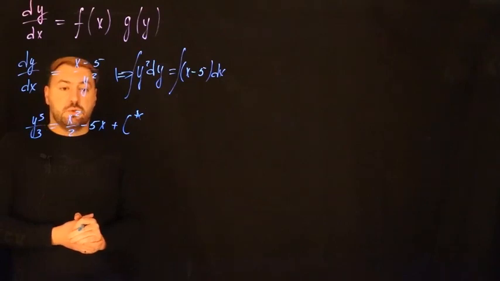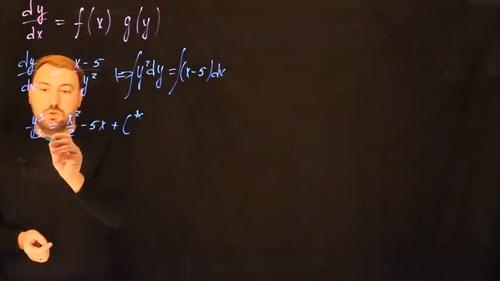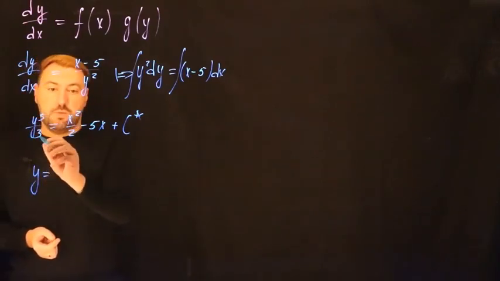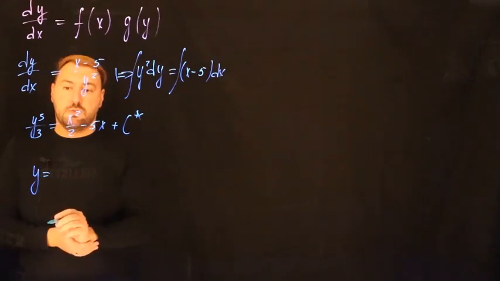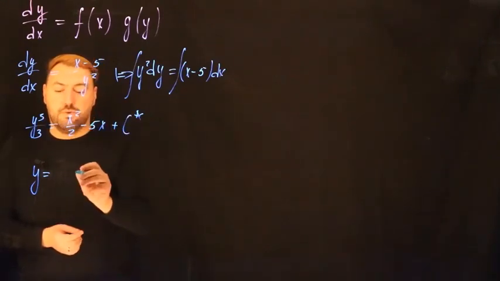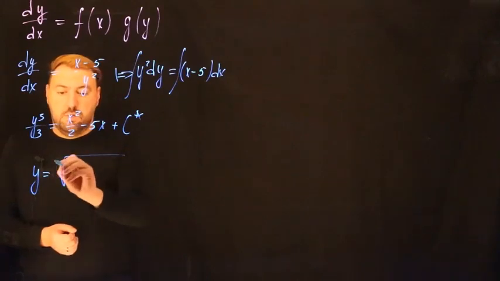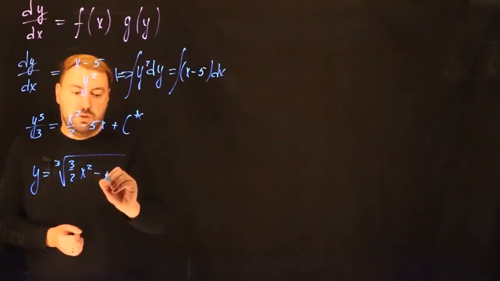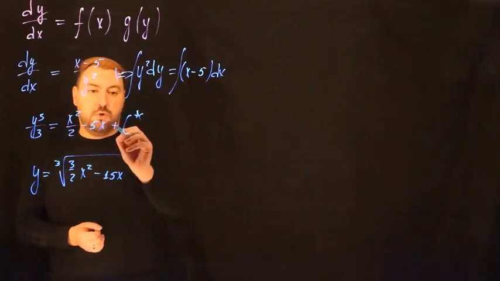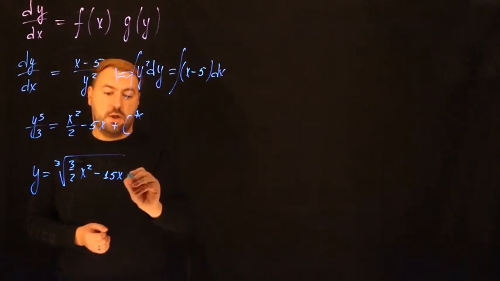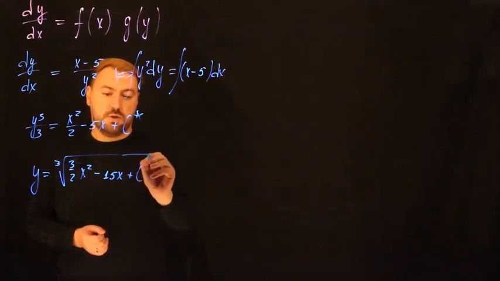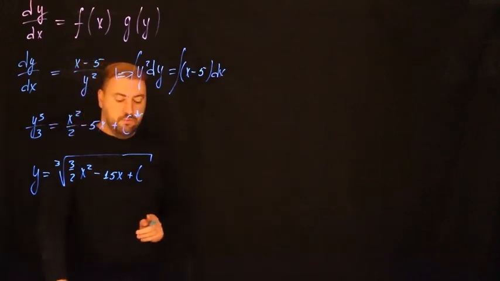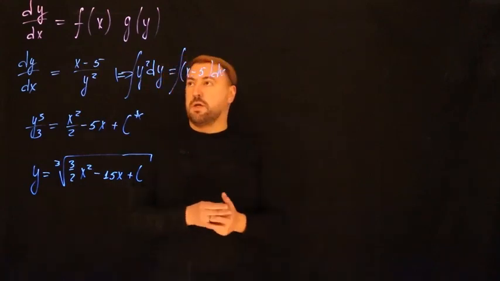Now we can find the explicit solution, which means that we isolate y on one side. We multiply both sides by 3 and take the cubic root of both of them, which gives us the cubic root of 3 over 2 x squared minus 15x, plus 3 multiplied by c asterisk, which gives us just another constant. So we're just writing this as c. This is the application of separable equations, and that's how it's done.